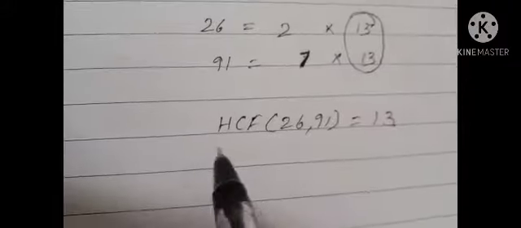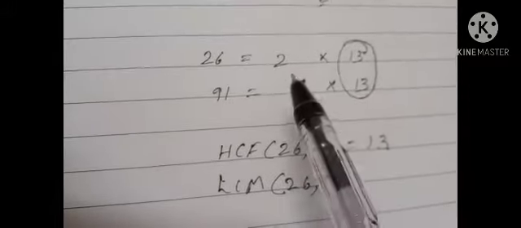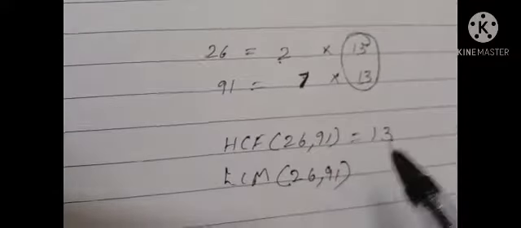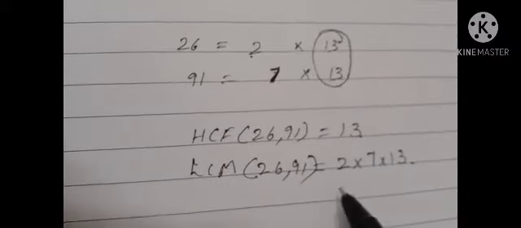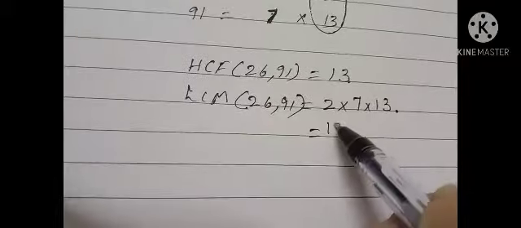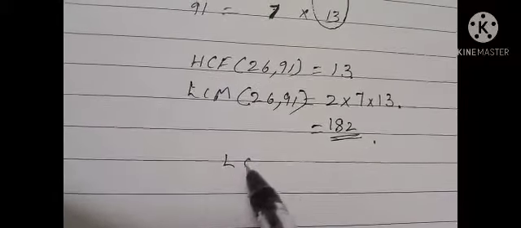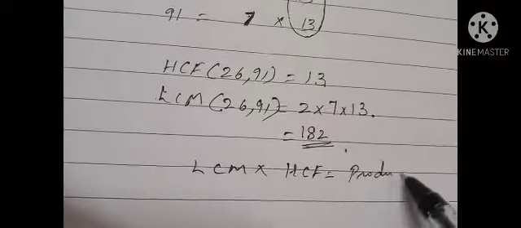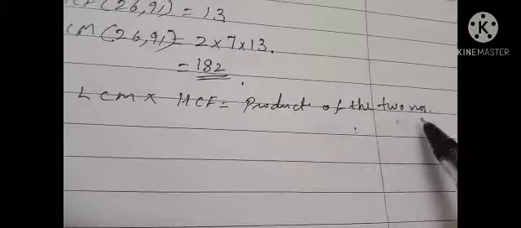Only 13. Then for finding LCM, we have to write all the possible factors. Here 2 is a factor, 7 is a factor, then 13 is a factor. So we have to write it as 2 into 7 into 13. So LCM equal 2 into 7 into 13 equal 182. Then next we have to verify the relation, that is LCM into HCF equal product of the two numbers.